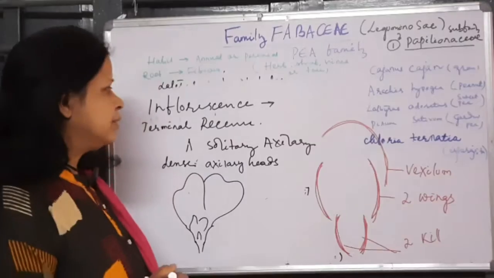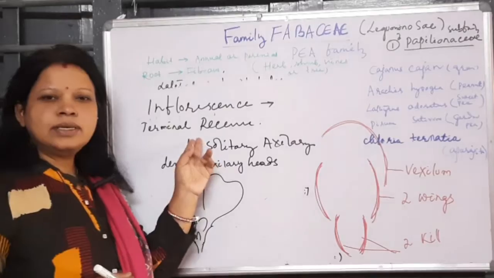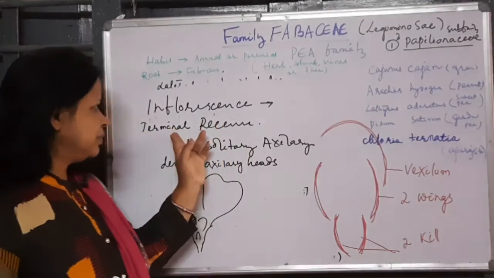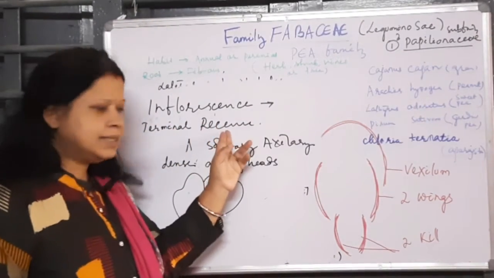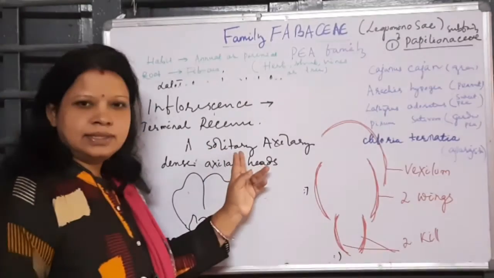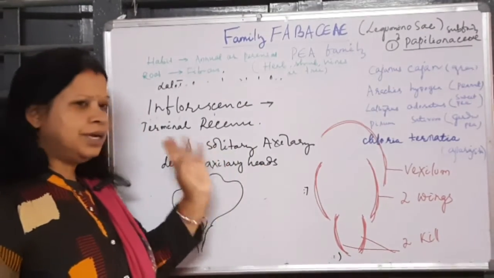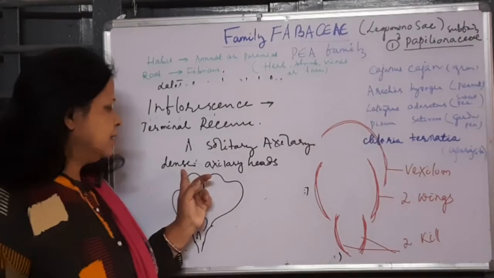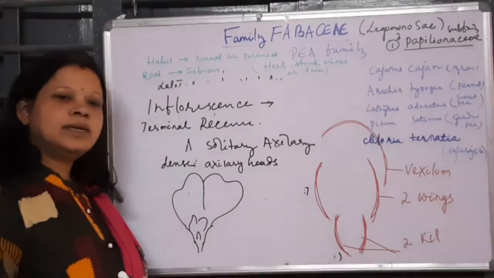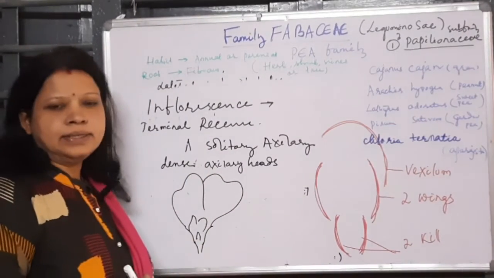After leaf, inflorescence. Inflorescence in some cases is terminal raceme, or in some cases it is axillary, that is solitary axillary, and in some plants it is dense axillary heads.